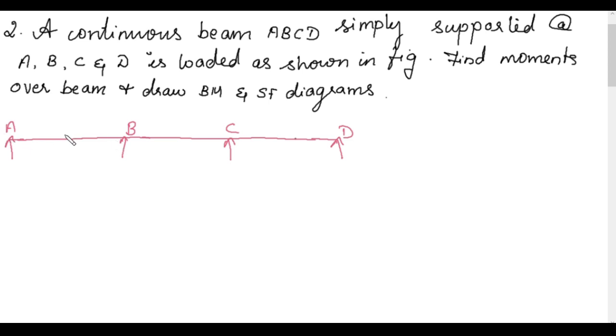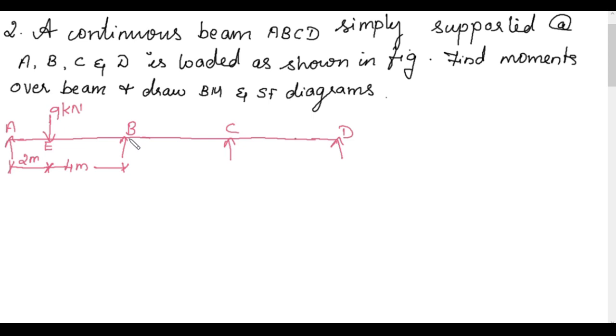And in the span AB, we have a 9 kilonewton concentrated load acting at a distance of 2 meter from A, and this point is taken as E. And the distance EB is given as 4 meter. So the total span length of the span AB is 6 meter.